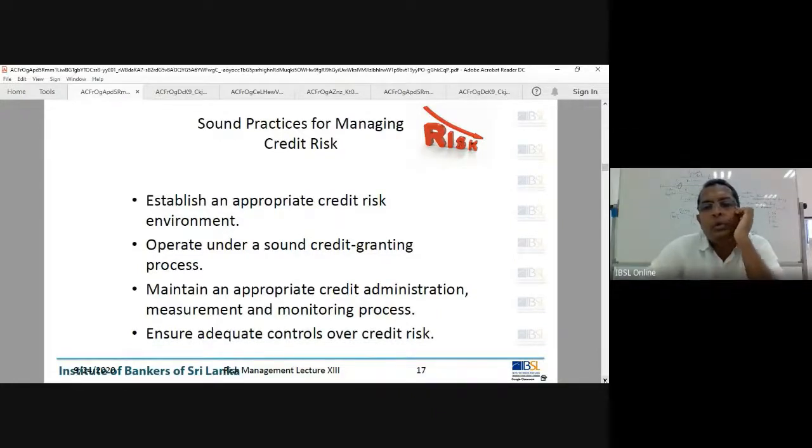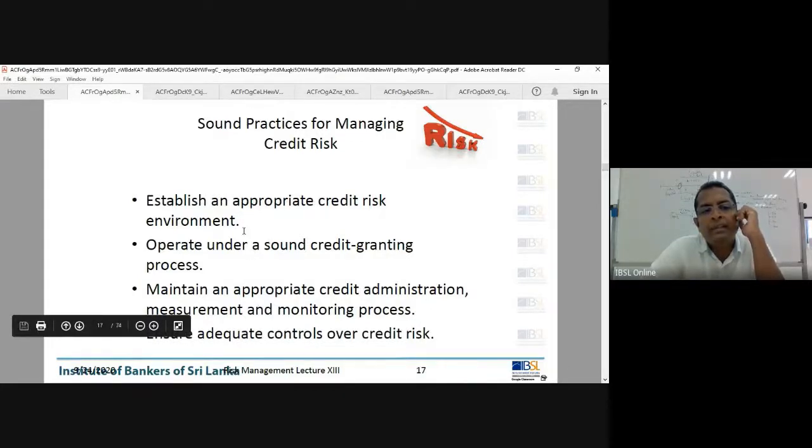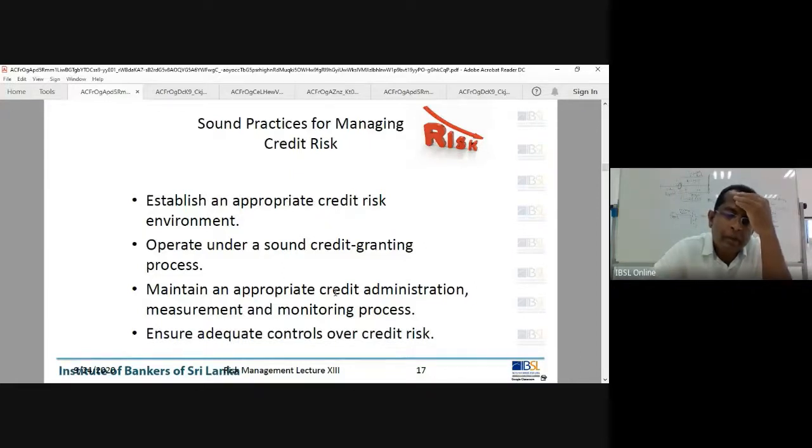Sound practices for managing credit risk. These are the four headings. Establish an appropriate credit risk environment. Operate under sound credit granting process. Maintain an appropriate credit administration, measurement and monitoring process. Ensure adequate control over credit risk. If they ask what are the sound practices of managing credit risk, this is the answer. Establish an appropriate credit risk environment. Operate under sound credit granting process. Maintain an appropriate credit administration, measurement and monitoring process. Ensure adequate control over the credit risk. Right?